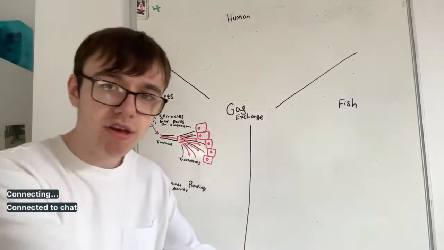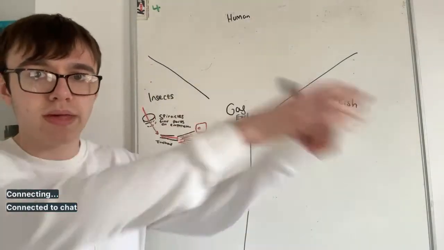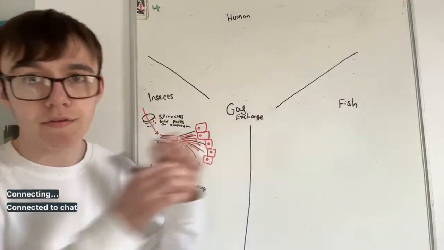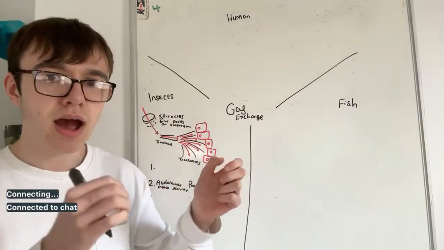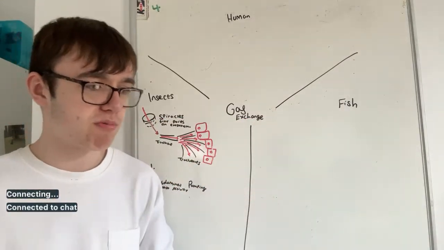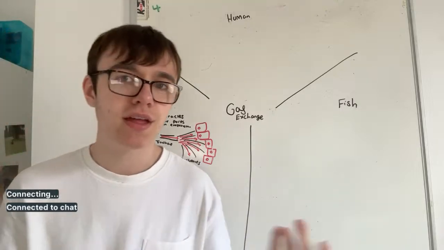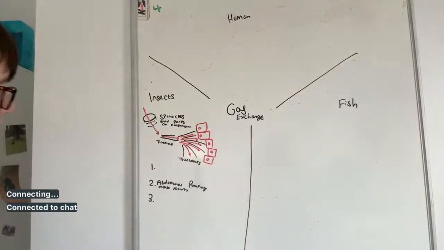So that brings in the oxygen, takes out the CO2. It's very fast, because it's abdominal pumping. It's quite a fast process. So for example, if the insect is moving, that would likely be what it does.